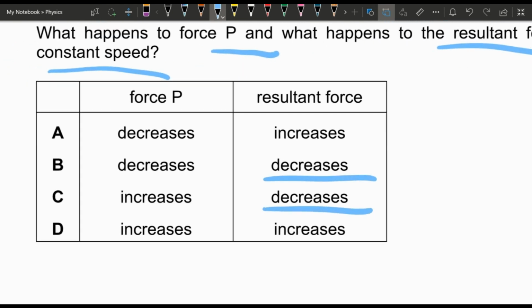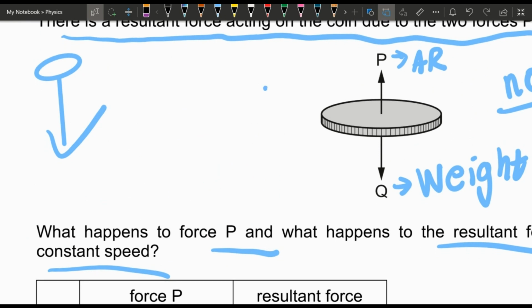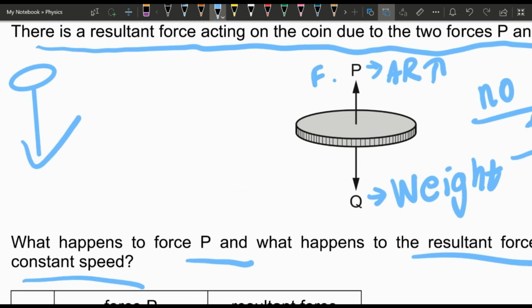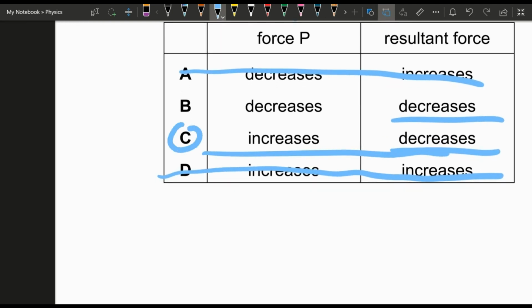Now these two options are eliminated. Why? Because they both say that the resultant force increases, but the resultant force will decrease. And what will happen to force P? Since the object is falling down, its speed is increasing, which means its air resistance will also increase. Hence force P will also increase. Hence your answer will be increase, decrease. Your answer will be C.